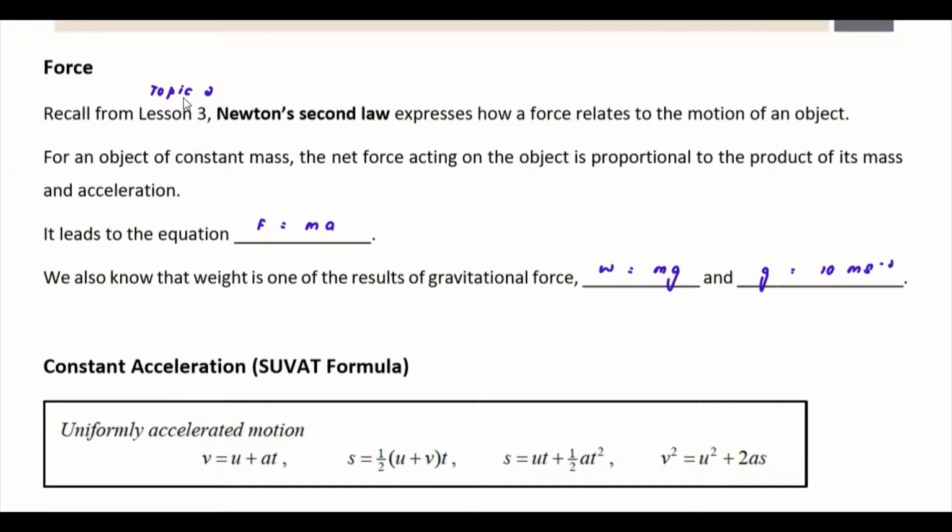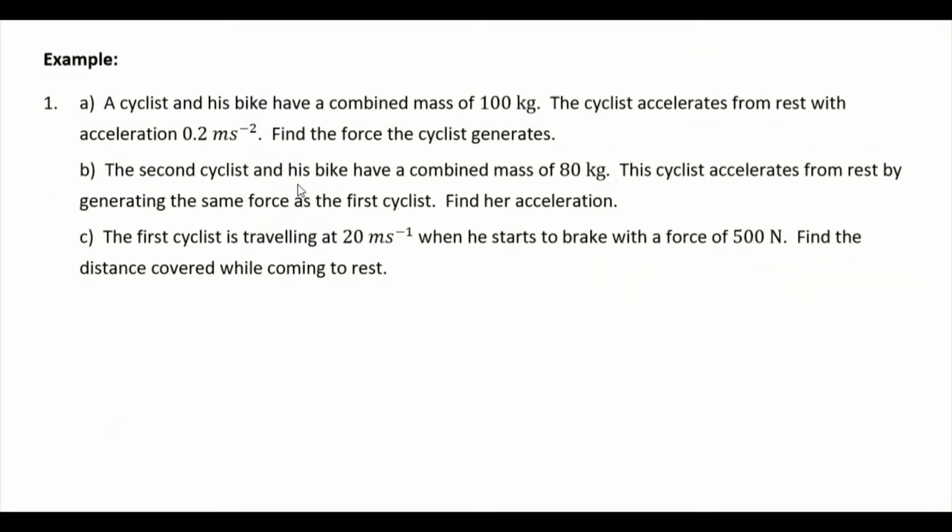So this is the SUVAT formula. If you still remember, there are four different equations that connect four out of the five variables that we have in motion: the initial velocity u, the final velocity v, the acceleration a, the time t, and the displacement s. We are going to use all these things to solve some of the questions here, and basically that's the lesson today. All right, let's look at the examples.